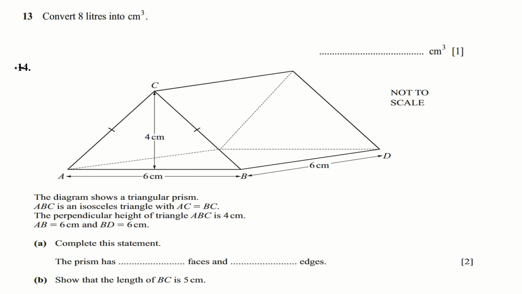Number 13. Convert 8 liters into cubic centimeters. So we know that 1 liter is equal to 1,000 cubic centimeters. So 8 liters is equal to 8,000 cubic centimeters.